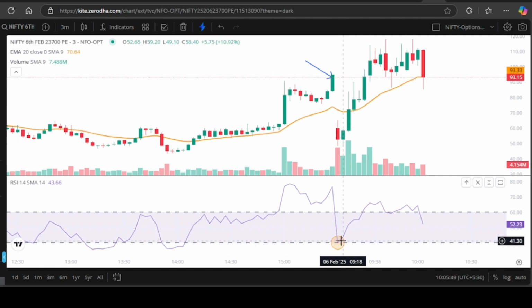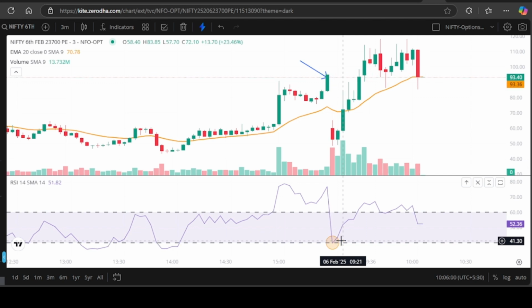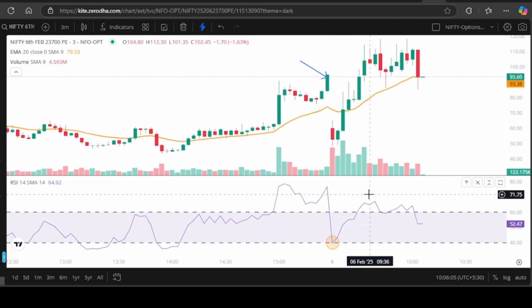So I took this trade at 60, because the high of this candle was 59.20, so I took the trade at 60, and then look where I am right now, right? I already exited the trade, by the way.